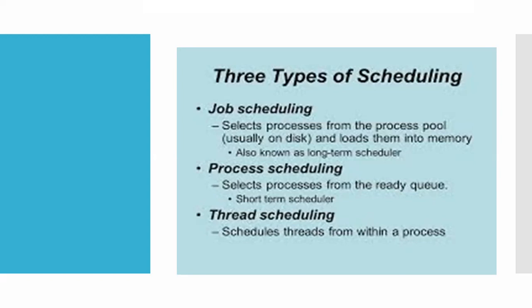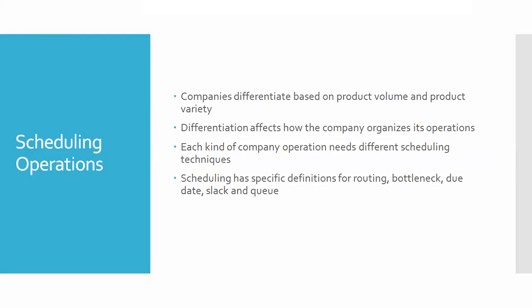And the third scheduling is to schedule threads from within the source. So these are the basic three types of scheduling that will be there with respect to the job. Based on that, what are the basic scheduling operations? What operations are being done when you are going to schedule your component, and what are the operations that you can perform?